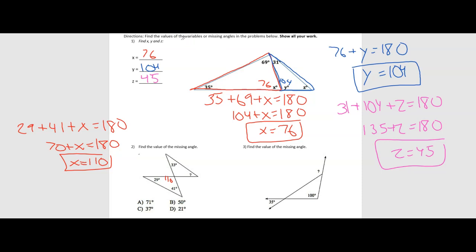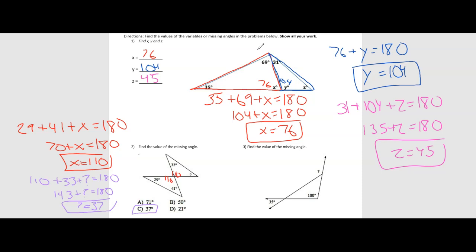Next angle relationship, I know that these two angles are vertical, so they have to be congruent. So that means that we have another 110 degree angle up there. And then I can set up another triangle sum theorem. We use this theorem a lot. So I get 143 plus the question mark is equal to 180. And then I get the question mark is equal to 37, which would give us answer C.